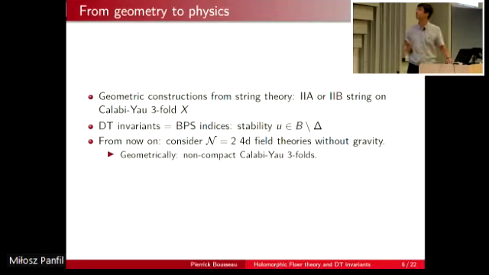Something which will be important, and maybe already implicitly assumed in some of my notations, is that from now on, when I talk about N=2 four-dimensional field theory, I really mean UV complete quantum field theory, so without gravity. So no supergravity, really global supersymmetry. And geometrically, it means that we are talking about non-compact Calabi-Yau threefolds, not compact Calabi-Yau threefolds.